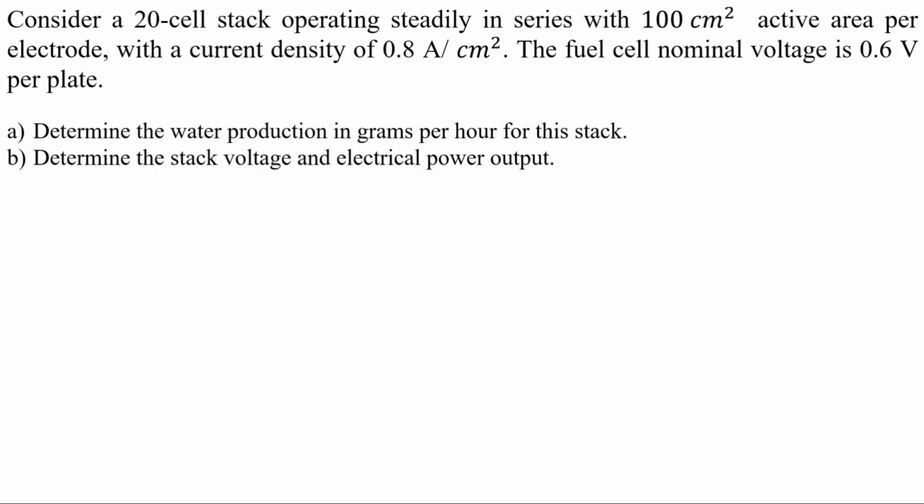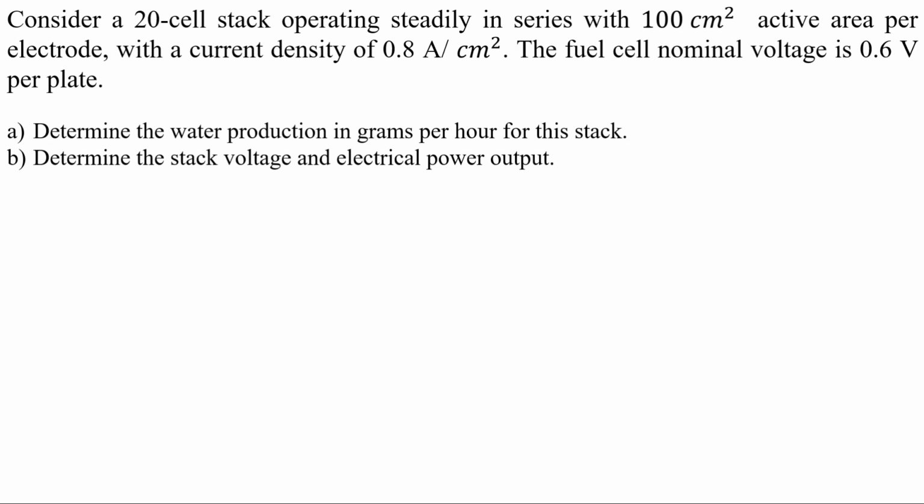Consider a 20 cell stack operating steadily in series with 100 centimeter square active area per electrode with a current density of 0.8 ampere per centimeter square. The fuel cell nominal voltage is 0.6 volt per plate. Part A: Determine the water production in grams per hour for this stack. Part B: Determine the stack voltage and electrical power output.